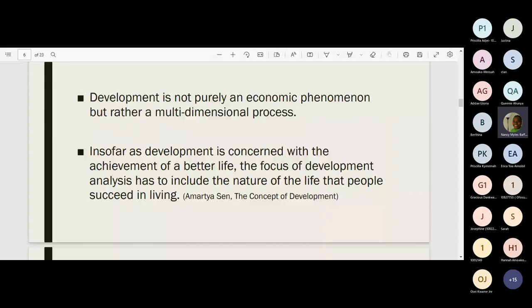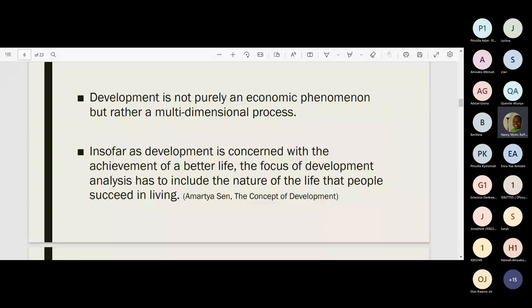Development is not purely an economic phenomenon, but rather a multidimensional process. Now, this is very good. Hold on, please, my lady. Do you see that the one who prepared the slides has referenced someone down there? Let's say Amartya Sen, though I don't think the name is pronounced as Sen's reference. Look at it.